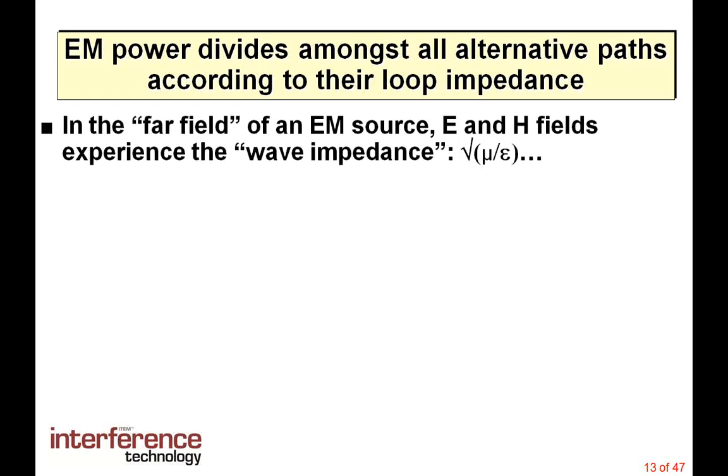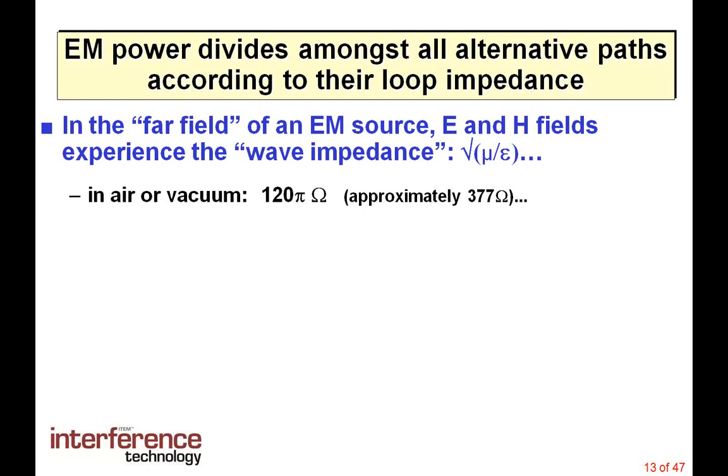So in the far field of an electromagnetic source, and we don't have time to talk about near field and far field, but in the far field, the electric and magnetic fields experience what's called the wave impedance, which is the square root of the permeability divided by the permittivity for the medium that they're flowing through, whether it's plastic or air or fiberglass or oil or whatever. In air or vacuum, this is approximately 120 pi ohms, which we engineers call 377 ohms. It's close enough. But in other media, it's always a lower impedance.